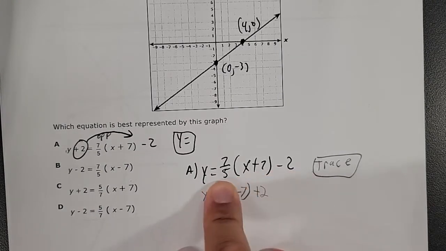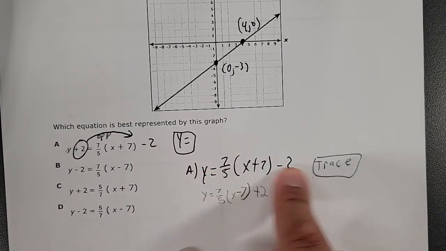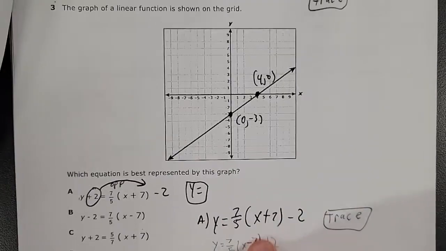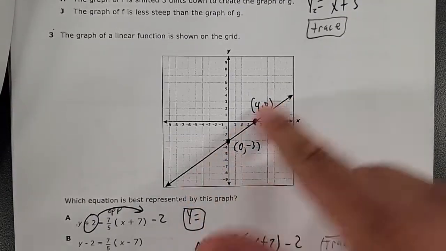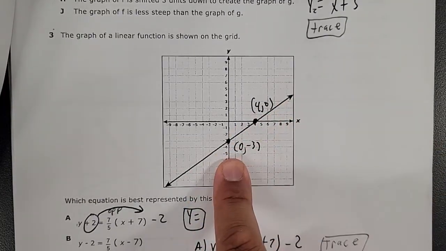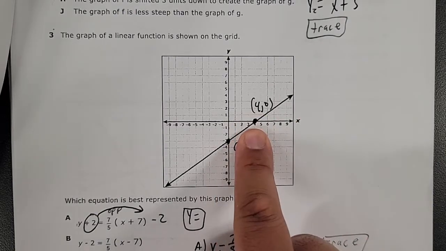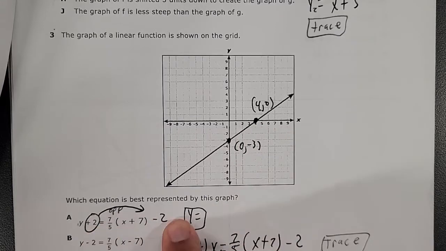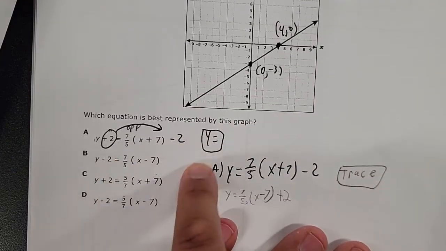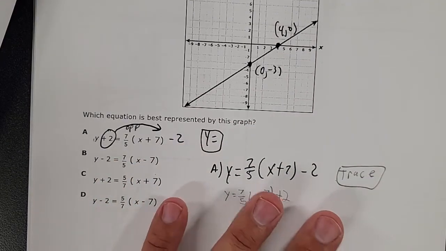So this will be the equation for A. I'm going to put that in y equals and push trace, and we're going to find out if it matches this one. So just look at your points. See if it has the same points. You can type in the 0, type in the 4. If it matches, that means that's the answer. If not, go ahead and do the same thing for all the other ones.